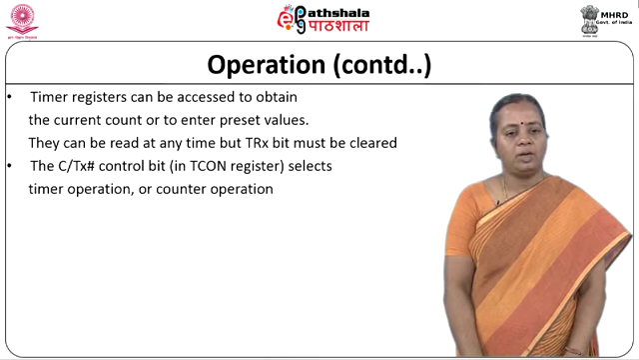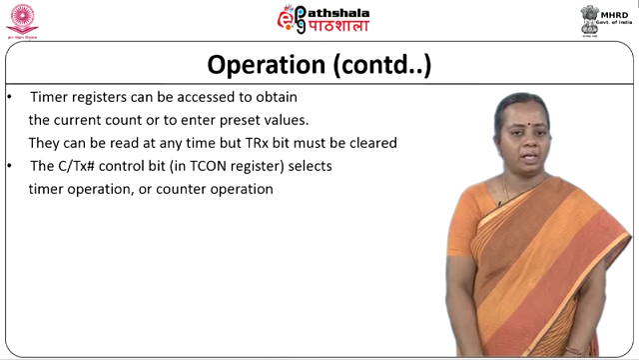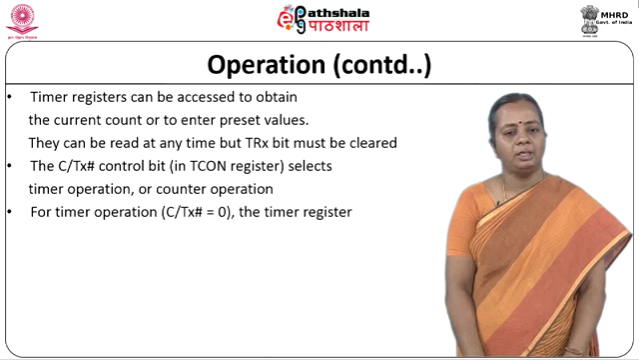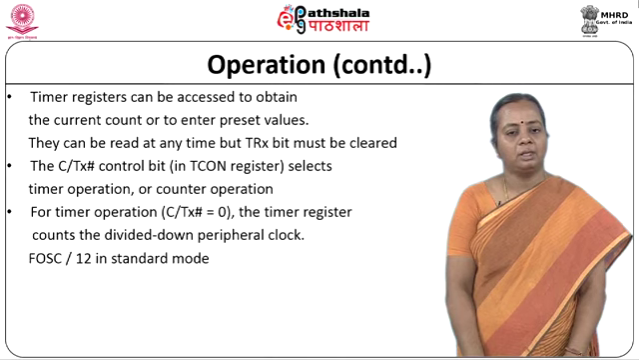So, now when you are looking at it, we wanted to work for either a counter or a timer, that also can be set with a particular bit which is C bar T. If I am setting this particular control bit as 1, then it will go for a counter, and if it is 0, then it will go for a timer, which is available in your TCON register.